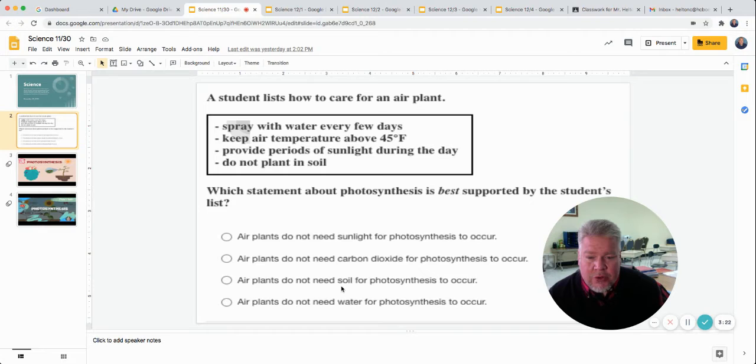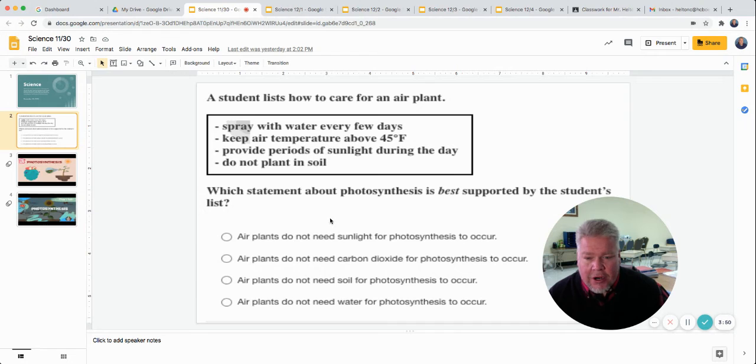Air plants do not need soil for photosynthesis to occur. Well, look right here. Do not plant in soil. So that has to be it right there, this third answer, because this plant is not planted in the soil and it's still growing. So it does not need soil for photosynthesis to occur. Air plants do not need water. Well, it says water it. So the correct answer on this one would have been this third one.